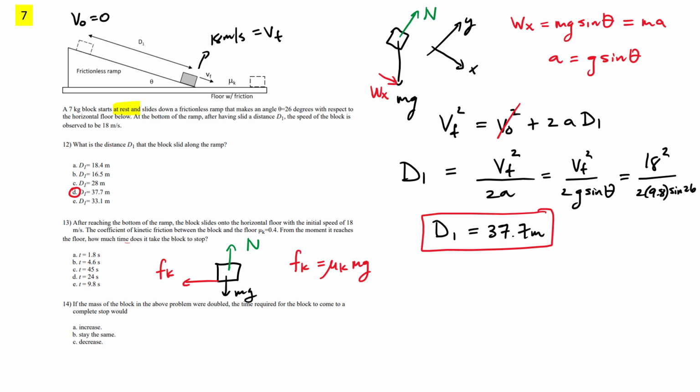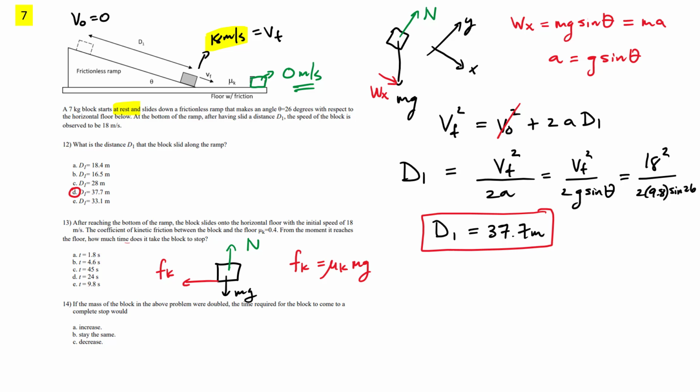So how would we find the time though, right? It starts off right here with an initial speed equal to 18 meters per second. But at the end of the day, it ends up being right over here, and it has a velocity equal to 0 meters per second once it stops.